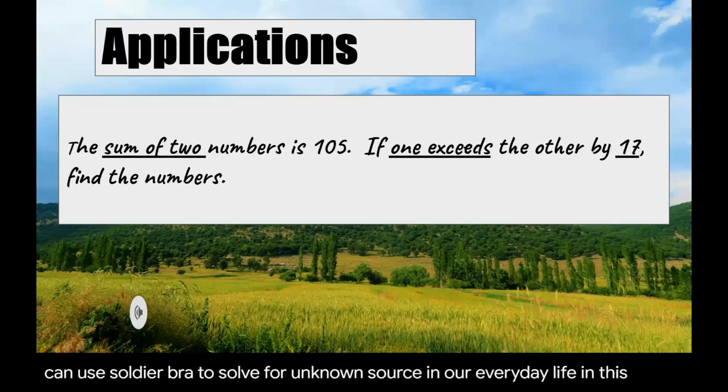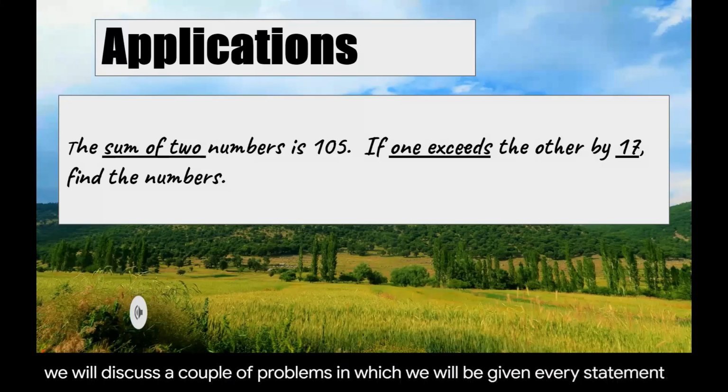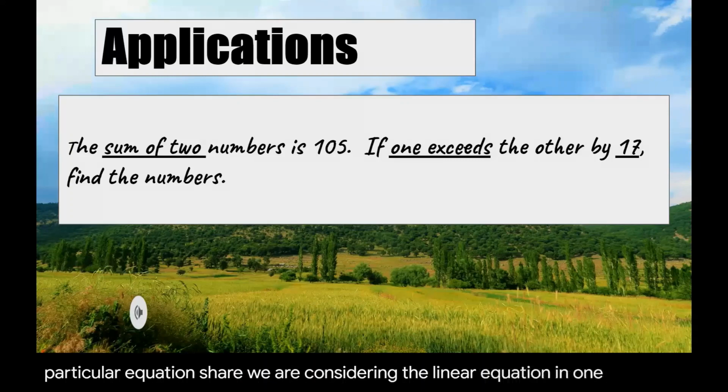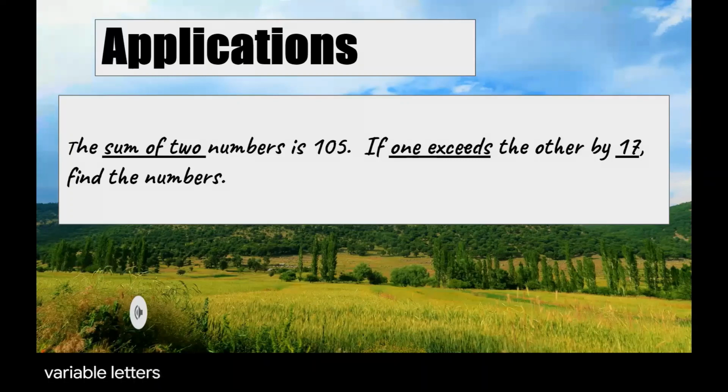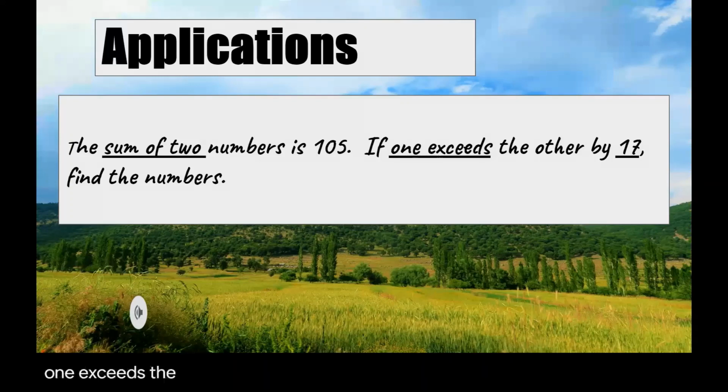In this session, we will discuss a couple of problems in which we will be given a word statement and we will convert that word statement into an equation and solve that particular equation. Here we are considering the linear equation in one variable. Let us see one example. The question is, the sum of two numbers is 105. If one exceeds the other by 17, find the numbers.